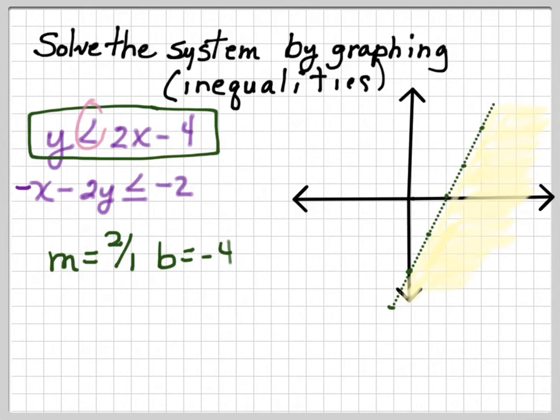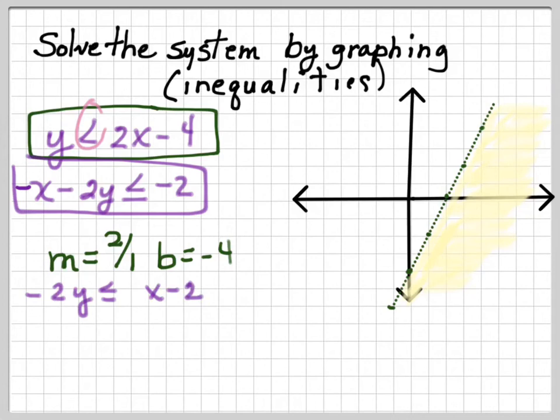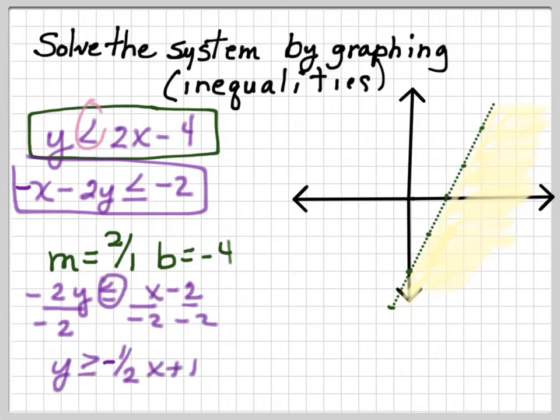My next one, I'm going to choose to get it into slope-intercept form. So that means that I first add x to both sides. So I have minus 2y is less than or equal to x minus 2. Now when I divide both sides by negative 2, I have to remember that I have to flip my inequality sign around. So I'll have y is greater than or equal to negative 1/2 x plus 1.